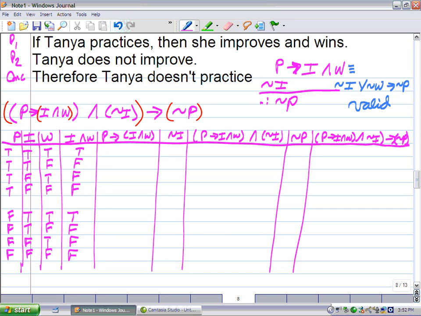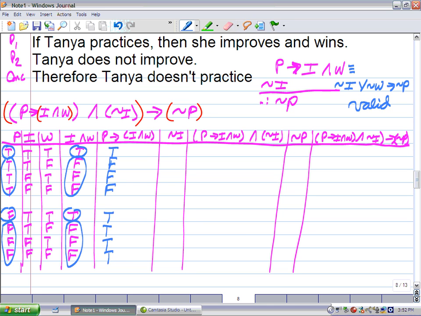Okay, now we want to do P implies that. So I have to start with the P. True implies true is true. All of these are true implies false. So all of those are false. False implies true. It's true, and all of these are false implies false. So those are true. Remember, the only implication, or the only if-then that is false is true implies false.